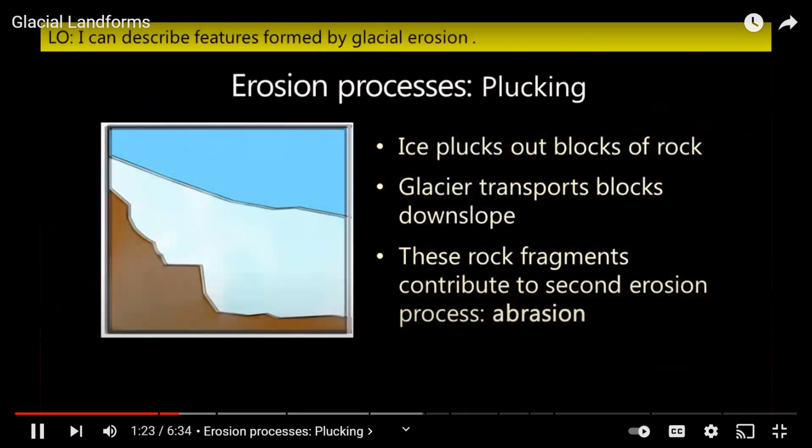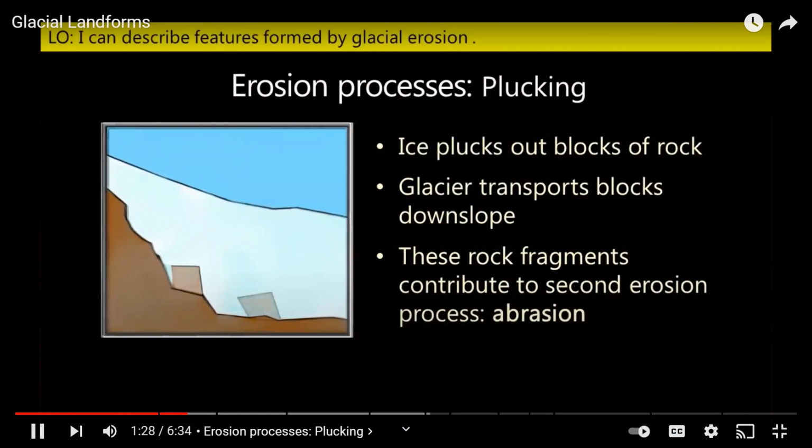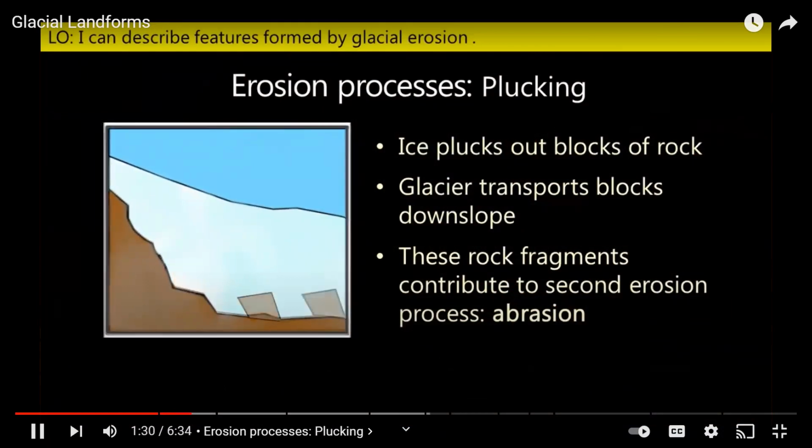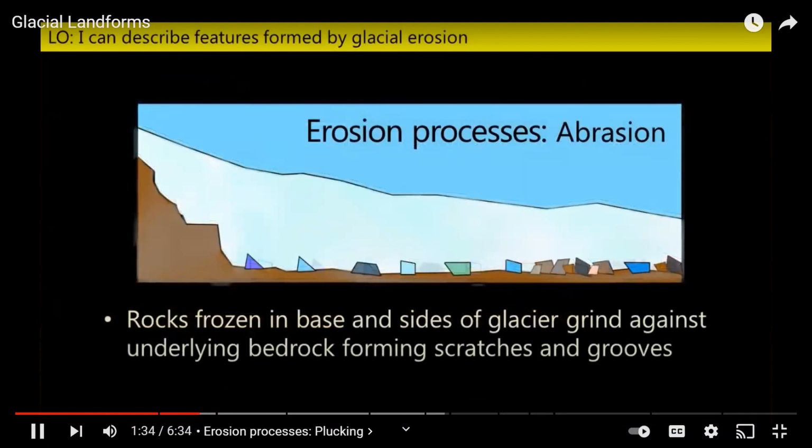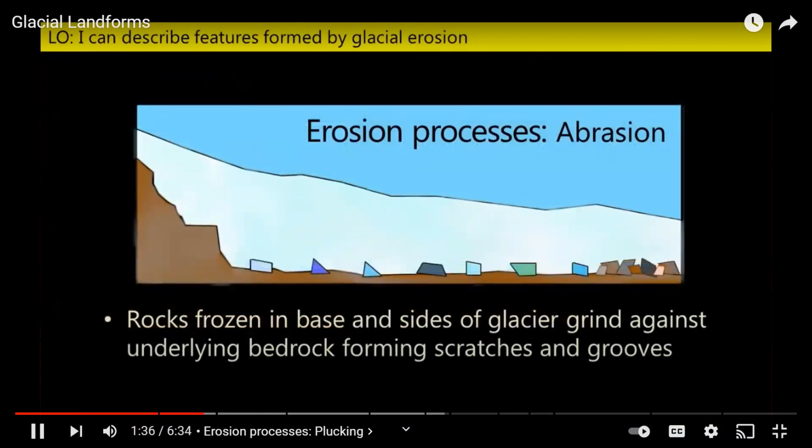The motion of the glacier plucks the blocks of rock out of the cliff face, embedding them in the moving mass of ice and transporting them downslope. Rocks frozen into the base and sides of the glacier act like sandpaper, scraping against the surrounding valley walls and floor in a second process of glacial erosion known as abrasion.